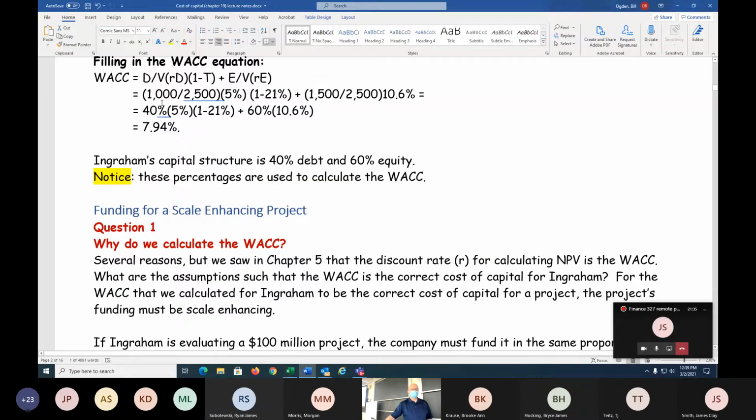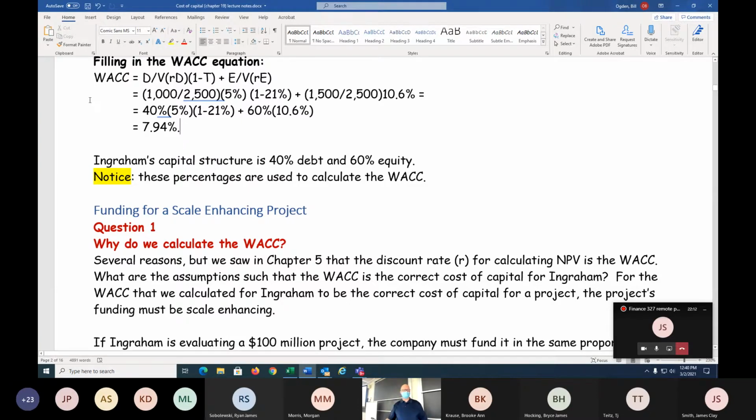And we'll take debt to value. So 1,000 of the 2,500 times the cost of debt times 1 minus T, plus the market value of equity divided by the debt plus equity value times the cost of equity, 10.6%. And we are seeing that its cost of capital is 7.94%.